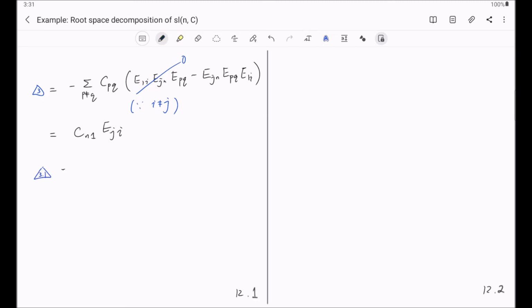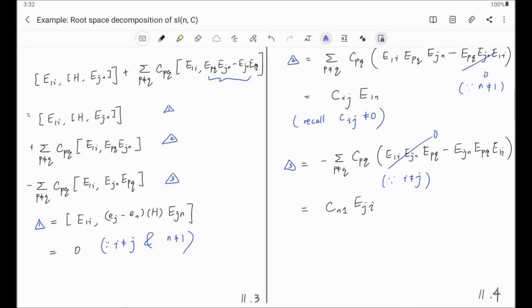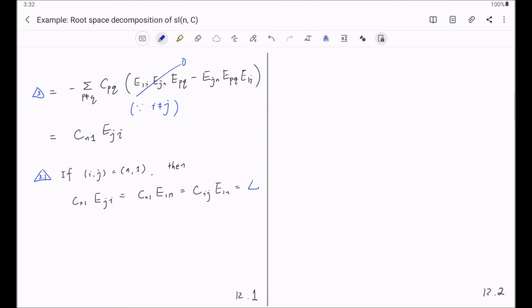Case 1. If the pair (i, j) is equal to (n, 1), then this c_{n1} times e_{ji} will be equal to c_{n1} e_{1n}, which is equal to, because now n is equal to i and 1 is equal to j, c_{ij} times e_{1n}, which is precisely what we concluded for part 2. So this will be equal to the part 2.